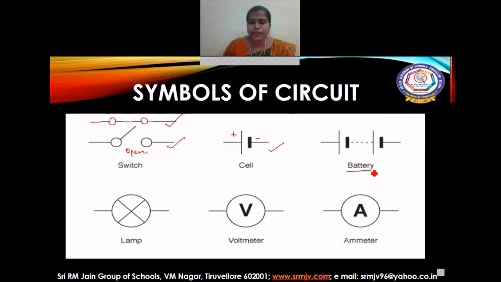Next, battery. Battery is the combination of cells. So a number of cells together we have to draw. Longer line, shorter line, this is the positive terminal and negative terminal. A negative terminal has to be connected with the positive terminal, and then we have a negative terminal. So this is how the battery will be represented.